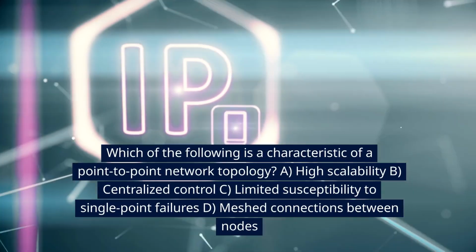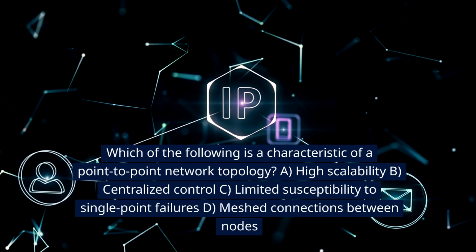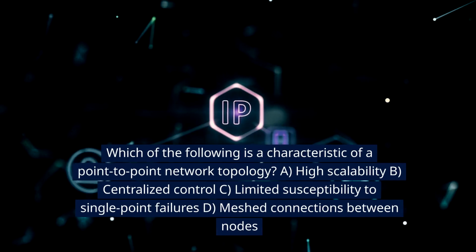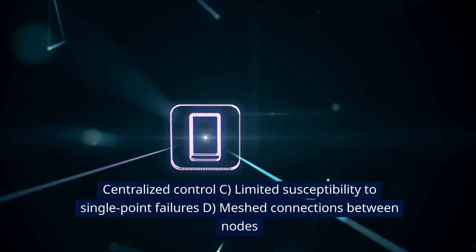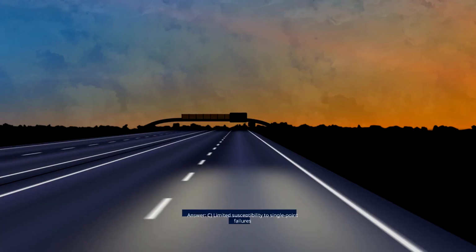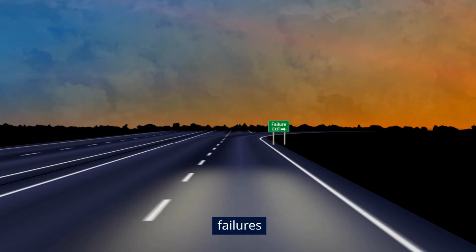Which of the following is a characteristic of a point-to-point network topology? A. High scalability. B. Centralized control. C. Limited susceptibility to single-point failures. D. Meshed connections between nodes. Answer: C. Limited susceptibility to single-point failures.